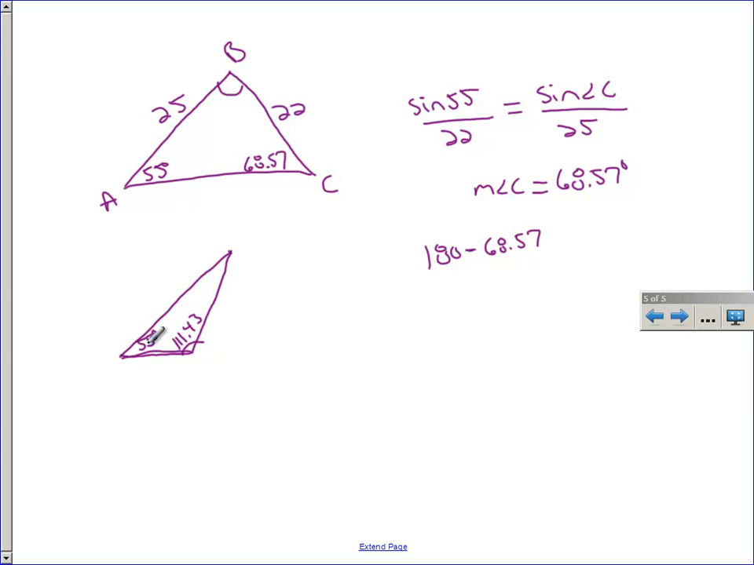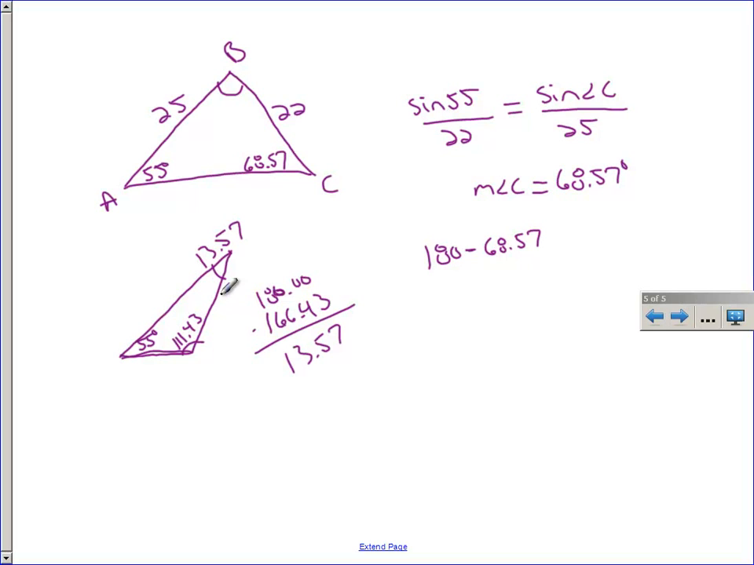And then we have to look and see, is this triangle viable? Is there enough left for the third angle? If you add 55 and 111.43, you get 166.43, so there is still an angle left for that missing angle up there, and that's 13.57. This one works out to have two solutions: the regular solution, 68.57 degrees, but then also the obtuse angle, because there was enough left for that third angle.